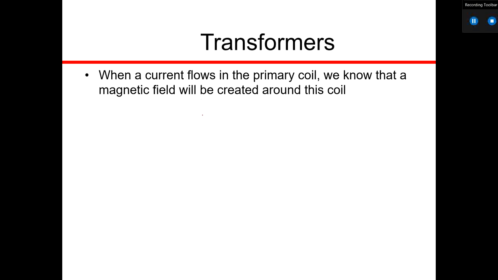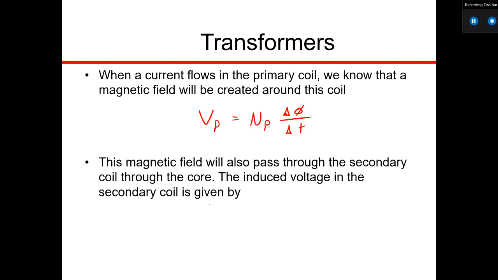We can calculate this because we know from a previous lesson that the voltage is equal to the number of turns in your coil times the magnetic flux over the change in time, where P in this case stands for the primary coil. So N would be the number of turns in the primary coil. We can calculate the voltage going through a primary coil and figure out the magnetic field being created. We can do the same thing with the secondary coil.